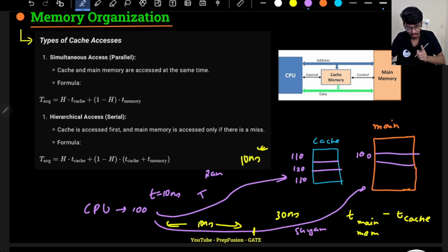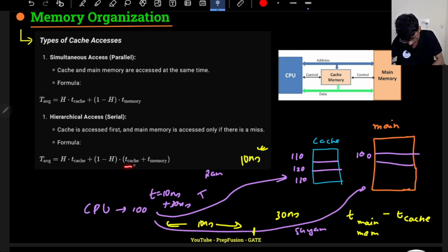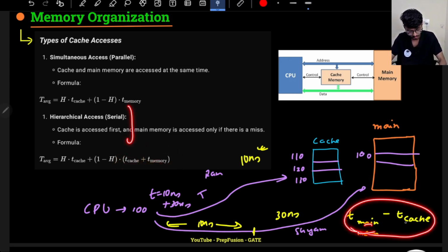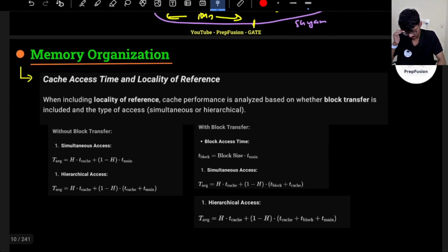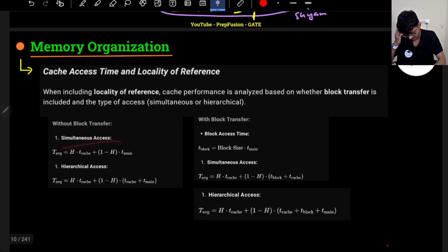So it took 10 nanoseconds to go to the cache memory, plus if it is a miss, an additional 30 nanoseconds to go to the main memory. So that's why here it is cache memory access time. If I have a miss, it is the cache memory access time plus the T memory. So that is the difference which I told here, right? The difference between T main memory and T cache is basically T cache. I hope you got the answer, right? So T cache will be the extra time required in the hierarchical access. Of course, everything has its own advantage and disadvantage. We will see those. Okay, so this was the thing about the simultaneous access.